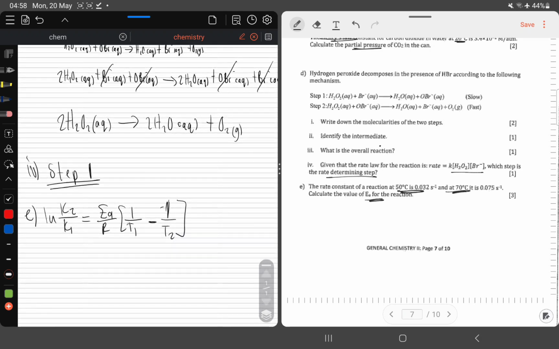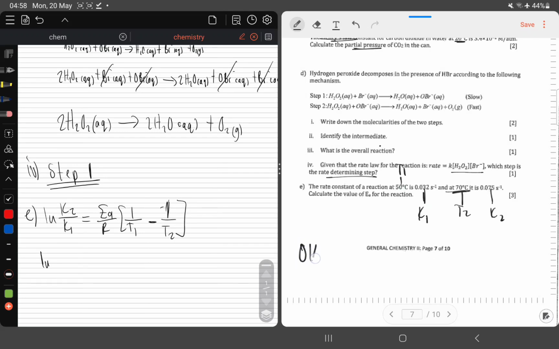So basically, let's first put the things and then you see. So it's going to be ln of K2. The rate constant at this temperature is here, so I can call this K1 and this is T1. And here is T2, which makes this K2. So now what is T2? 50 degrees. Remember to change it to kelvins.